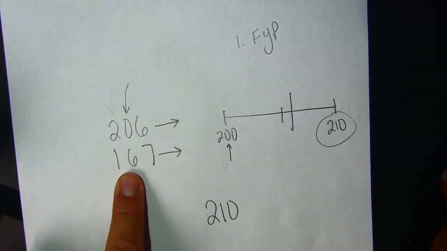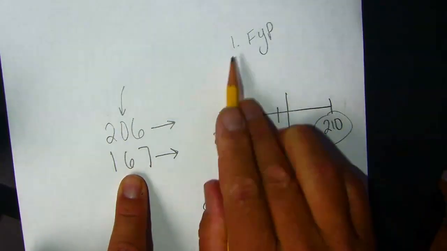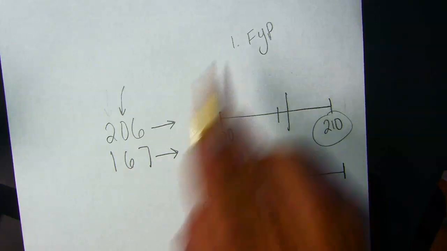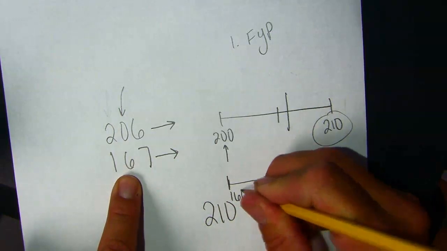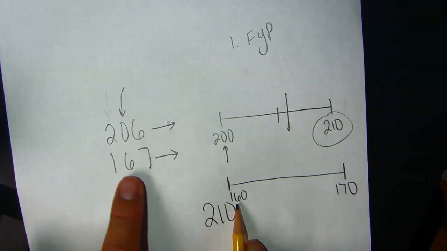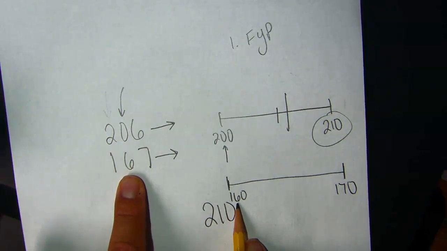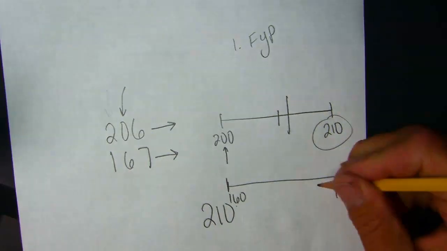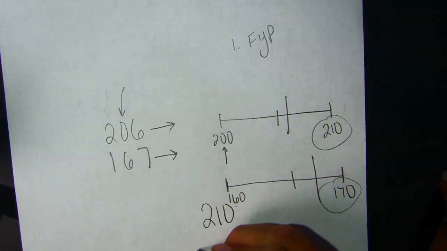167. Once again, the 6 is the number. Step number 1 is find your place. Which place? The 6 is the tens place. So we have 160, 170. The 6 tells us the first number in our number line. See how I have the 6 here and the 6 here? That tells us the first number in our number line. 167, well, 165 is there. 167 is there. So 170 is our number.